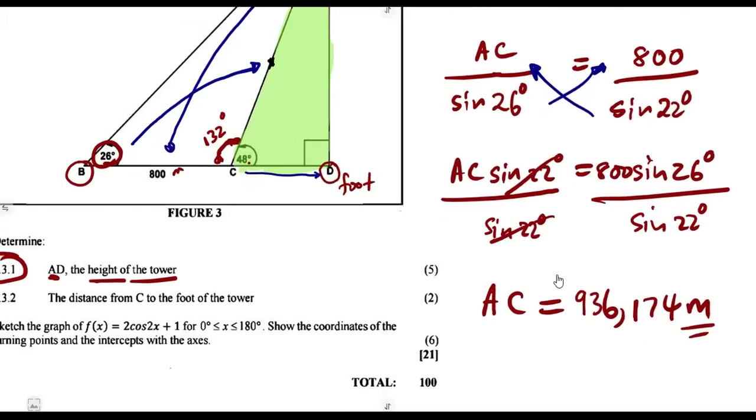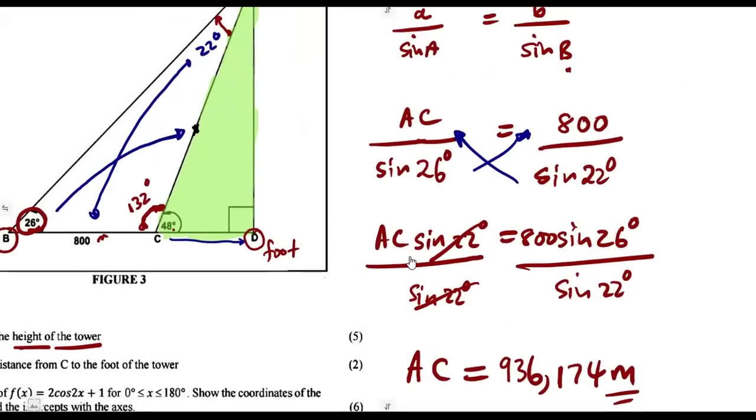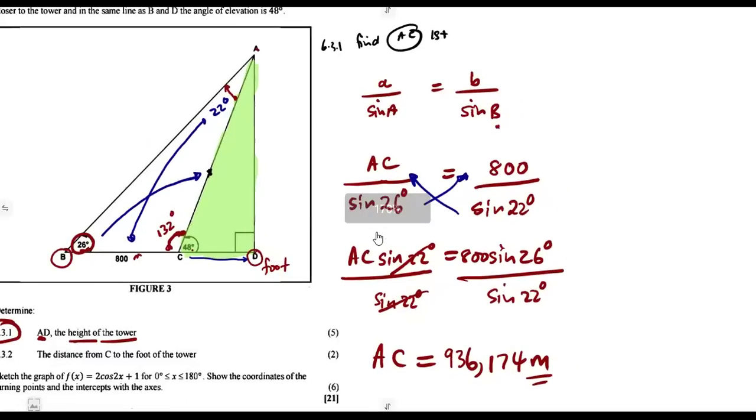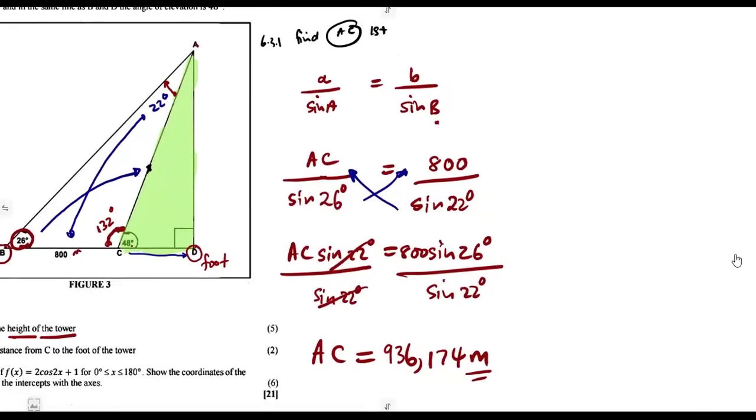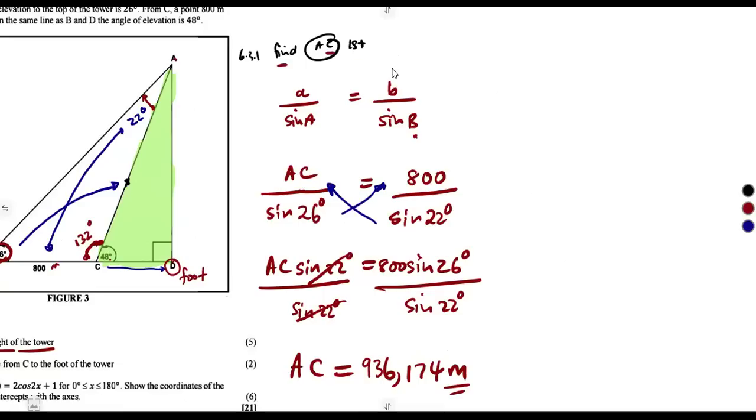So we have AC. From AC, we are going to calculate AD. Remember, we needed this to calculate AD. With our AC, remember I said find AC first. We have it here, this is our AC, 936.174 in meters. So how can we calculate AD? Now we can use those trigonometrical ratios, guys, in triangle ACD, this triangle. So find AD now.